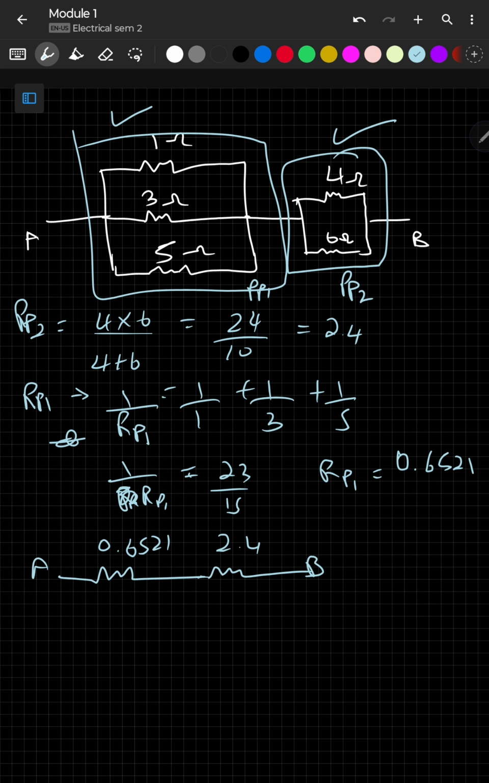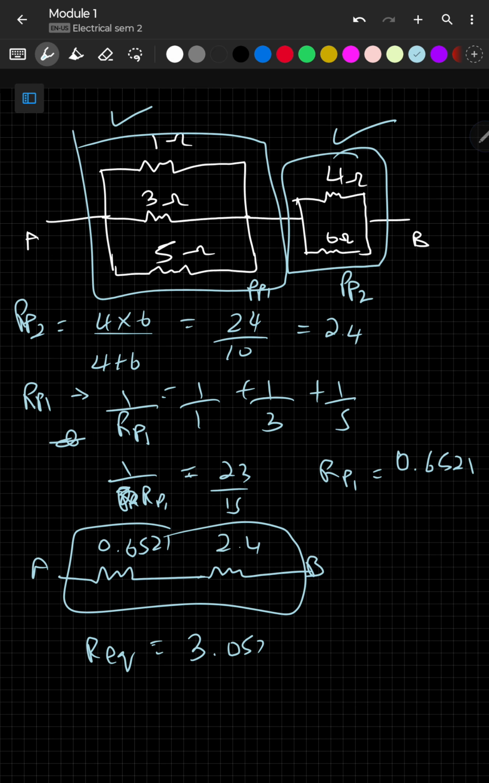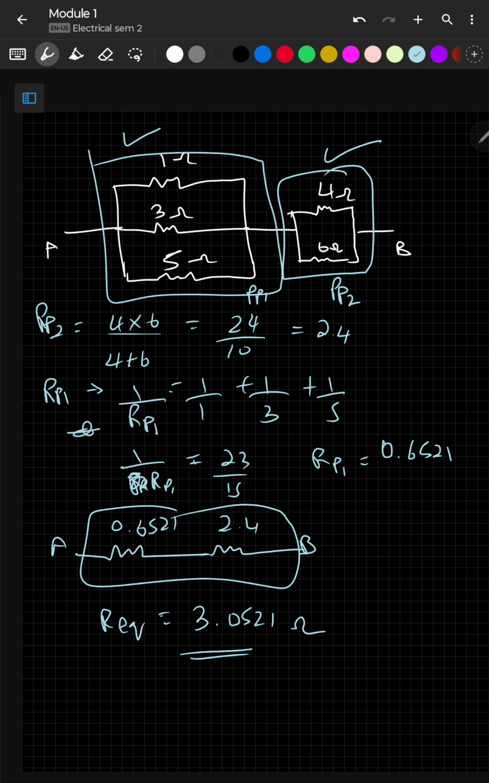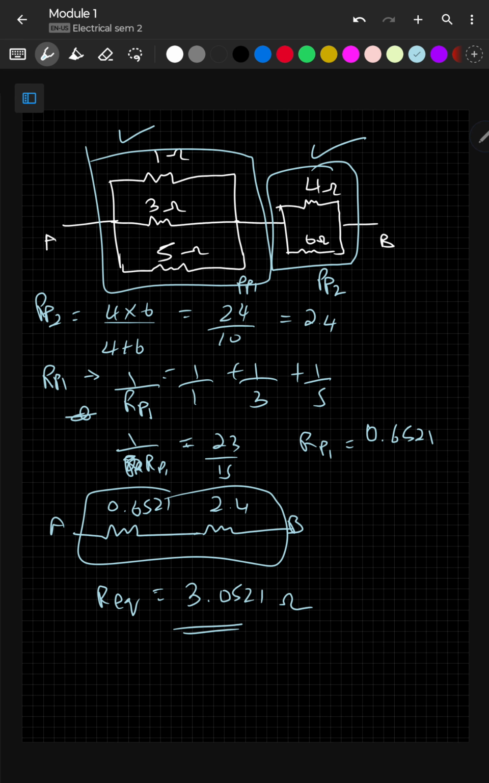Now this is in series. So now I can write R equivalent equals 0.6521 plus 2.4, which I will get as 3.0521 ohms. This is the second answer. I hope you've understood it well. Let's go to the next question. This question is slightly lengthier, but it's not hard.